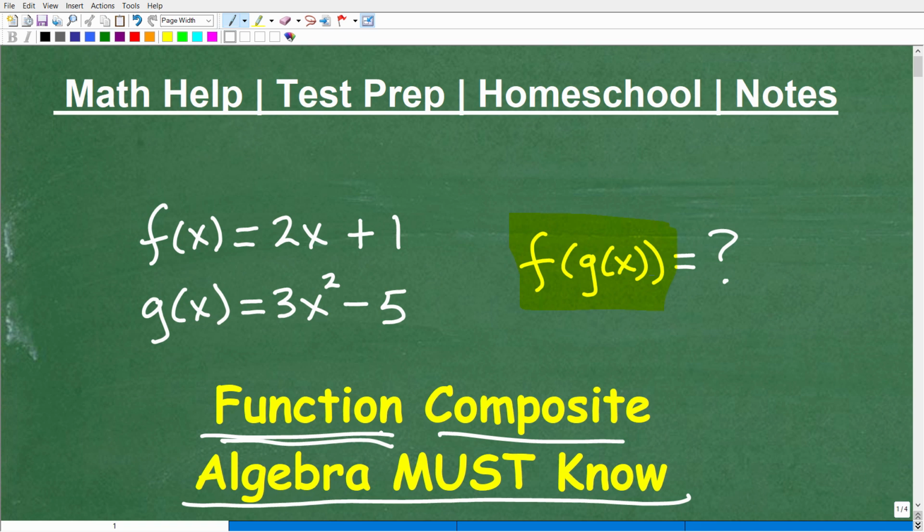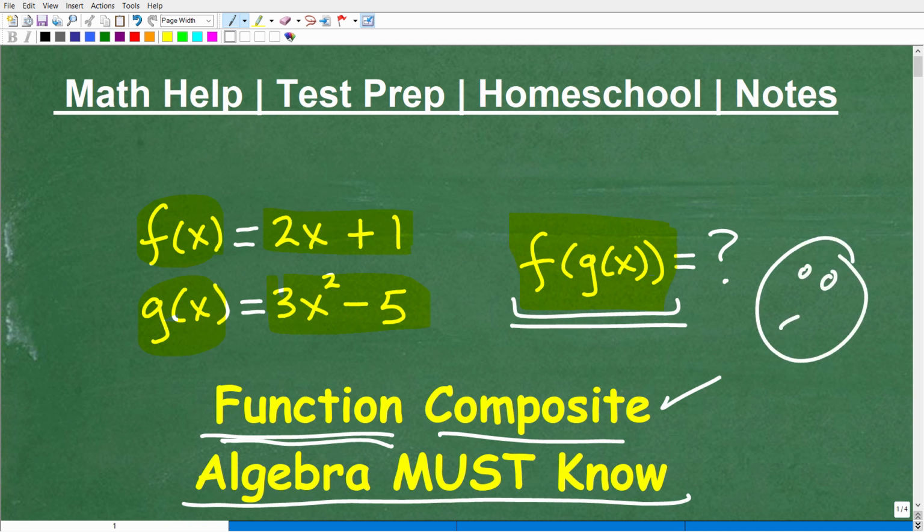It's called a composite function, and this is kind of the typical notation for it, something like f of g of x. So we're talking about dealing with two functions, for example, f of x being one thing and g of x being another thing, and we want to perform a composite function or figure out what f of g of x is. A lot of students get confused with this. They think, what do I do here? I know how to do the basic stuff, but this always confuses me.